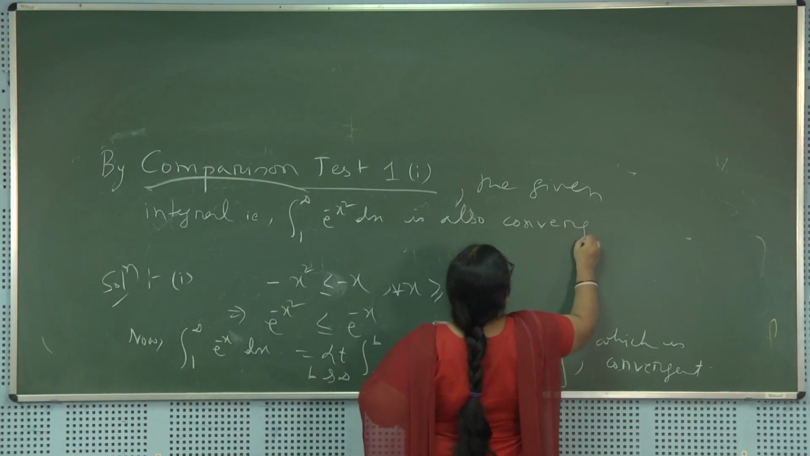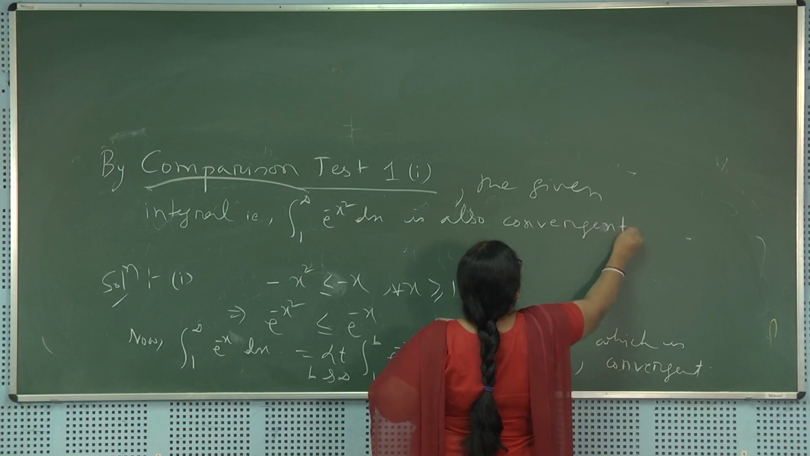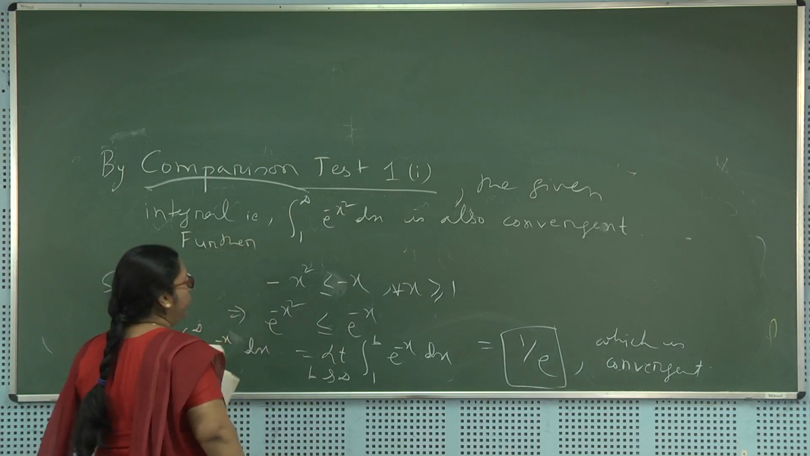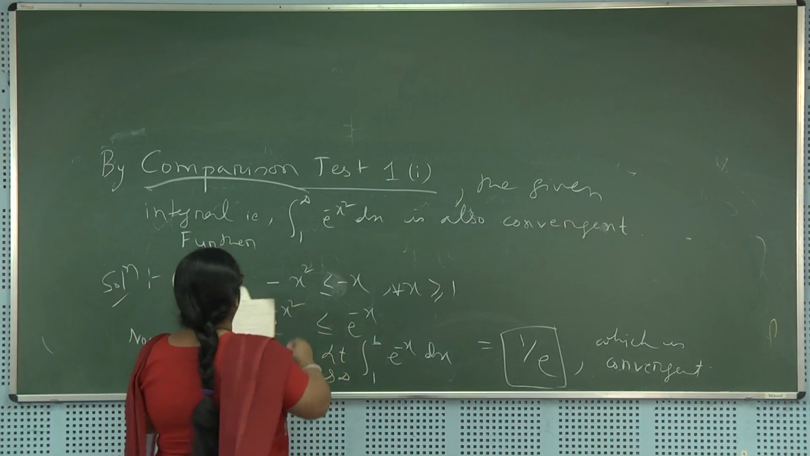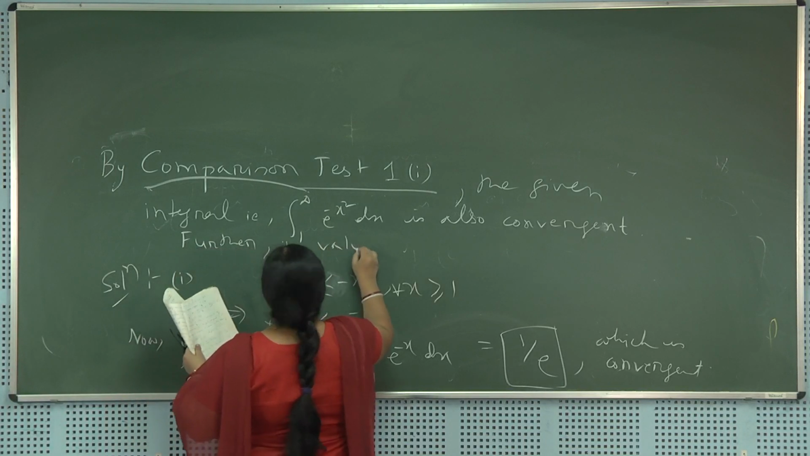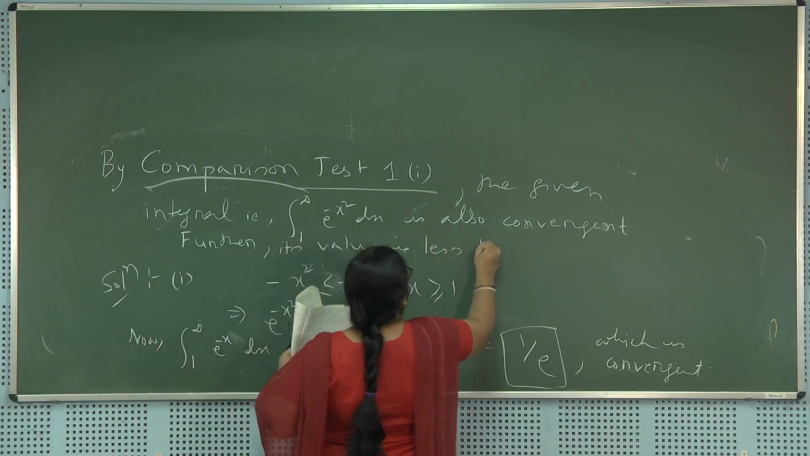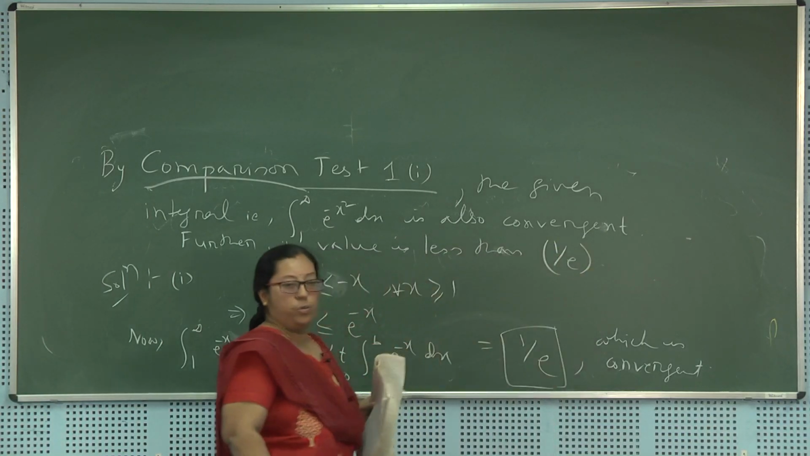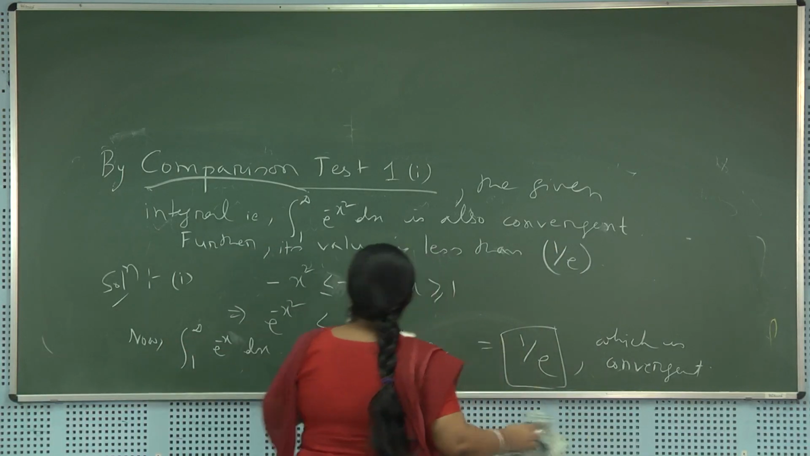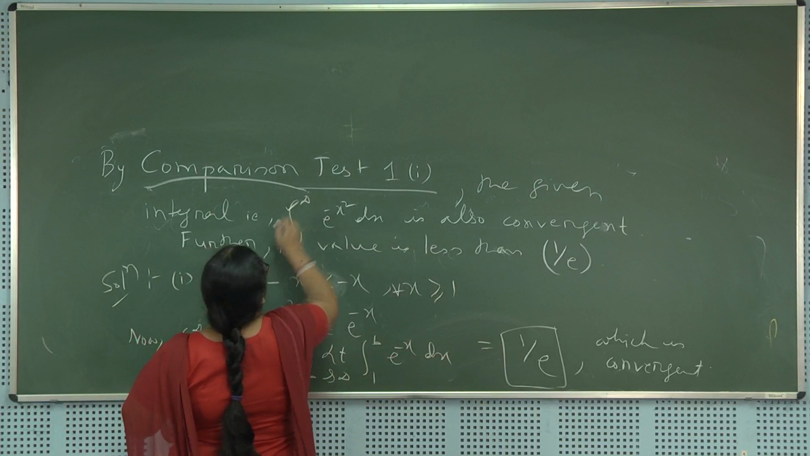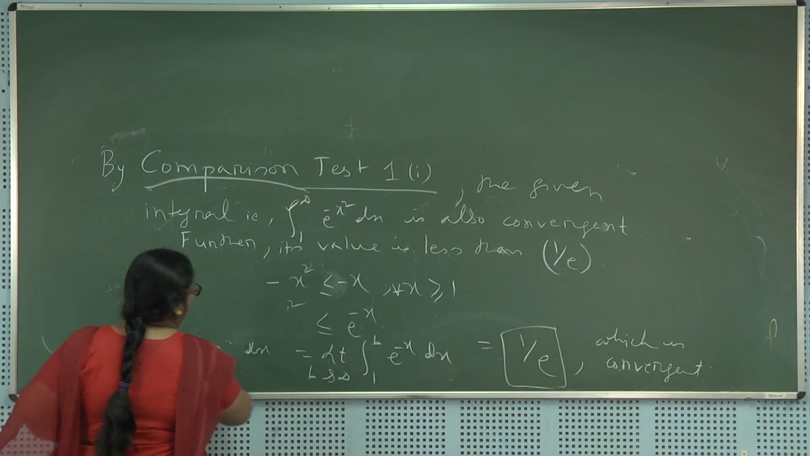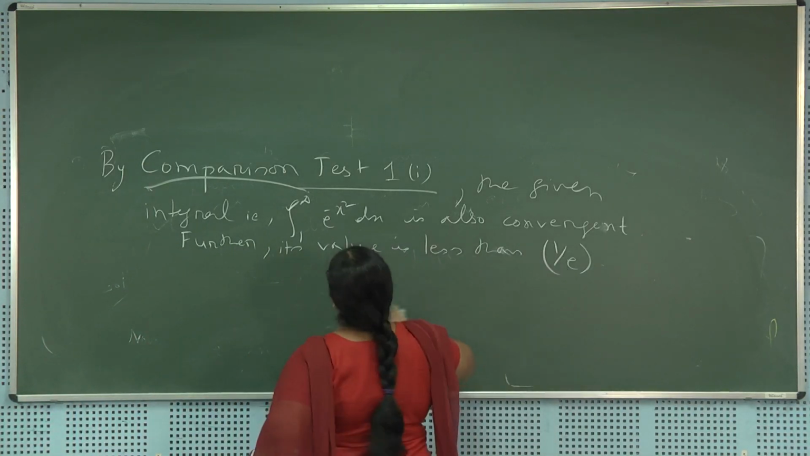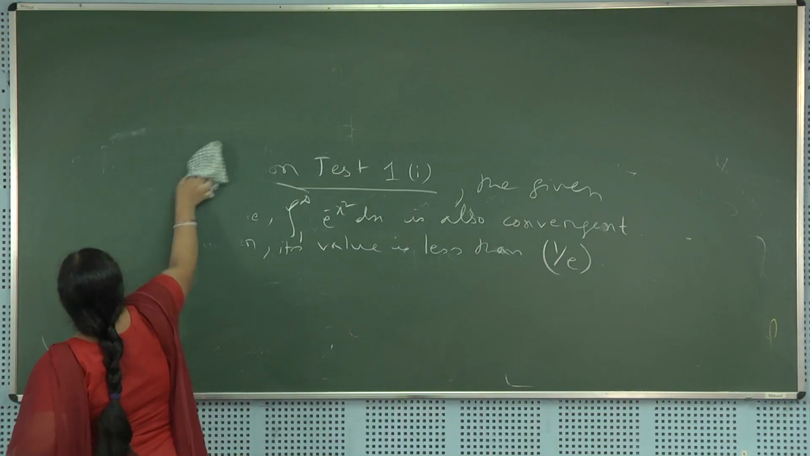Not only that, its value is less than or equal to 1 upon e. Further, although we do not know the exact value, we can say that it cannot be more than 1 upon e. Further, its value is less than 1 upon e. That is how we can do. Next problem, we will try to do by comparison test 2, and you can try to do it by the first one and then see which one is better or convenient for you.